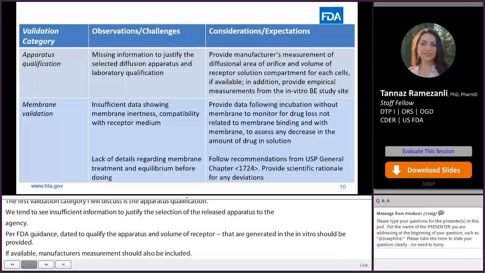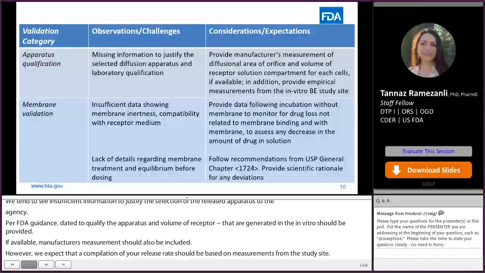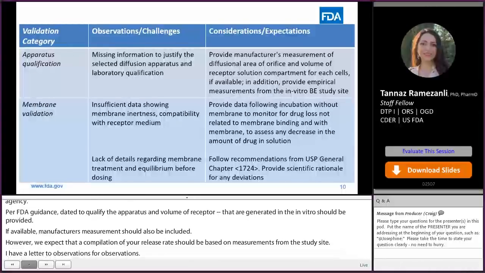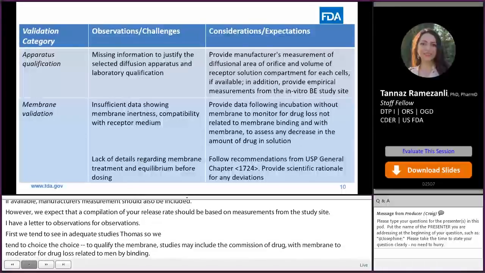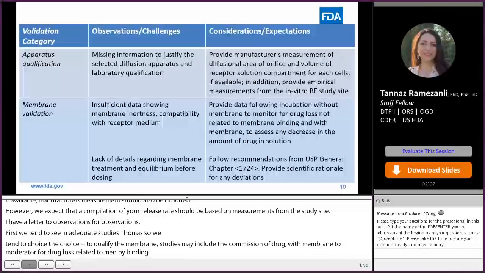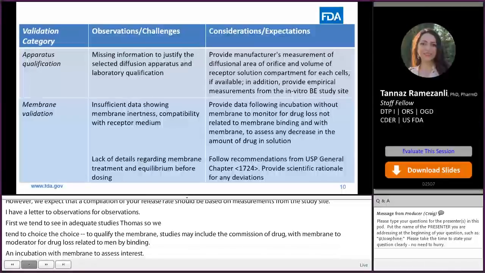I have highlighted 2 observations here for membrane qualification. First, we tend to see inadequate studies submitted to support the choice of membranes, such as membrane inertness. To qualify the membrane, studies may include the incubation of drug of study without membrane to monitor for drug loss not related to membrane binding, and incubation with membrane to assess any decrease. Also, physical description of membrane before and after the study duration is also valuable to the assessor.